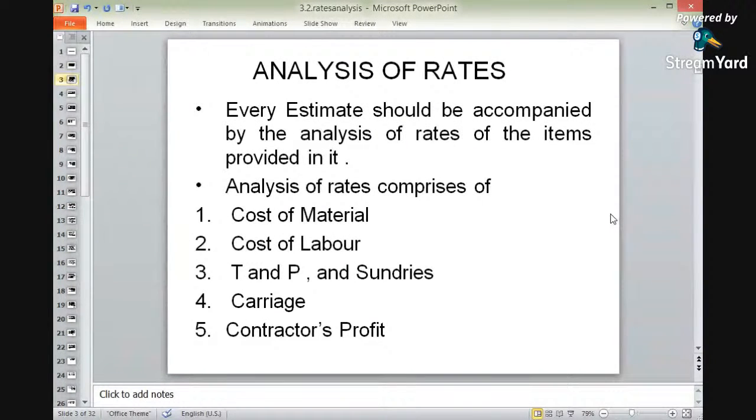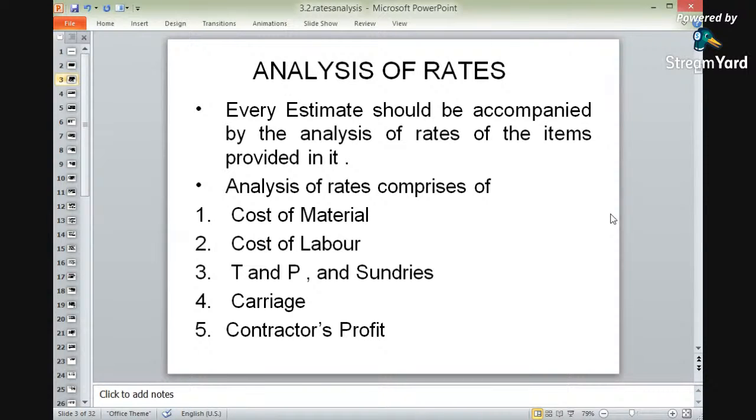Okay? So the cost required for tools and plants plays an important role. Tools and plants and machineries also involve carriage. If they are transported with the help of various vehicles, we require transportation, so carriage again plays an important role while calculating the cost of an item of work. The last point is the contractor's profit, because from the overall cost we are keeping 10% as the contractor's profit. So this contractor's profit plays an important role while calculating the item of works.